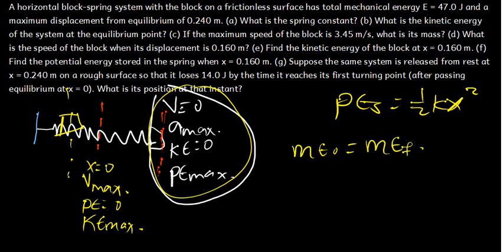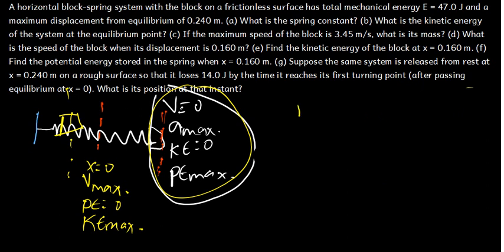Now, since we are talking about elastic potential energy, in other cases we are going to have gravitational potential energy as well. But in this case we don't expect to have gravitational potential energy because we don't have the height. So this mechanical energy is supposed to be the sum of kinetic energy plus the elastic potential energy.